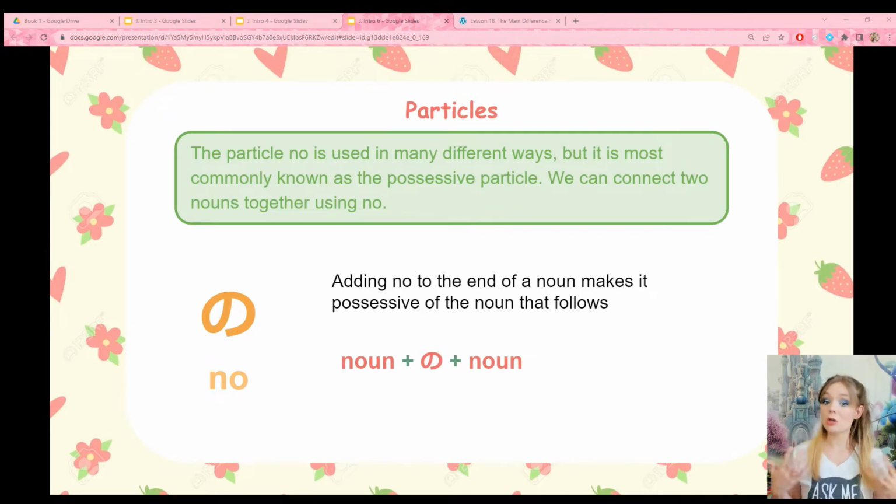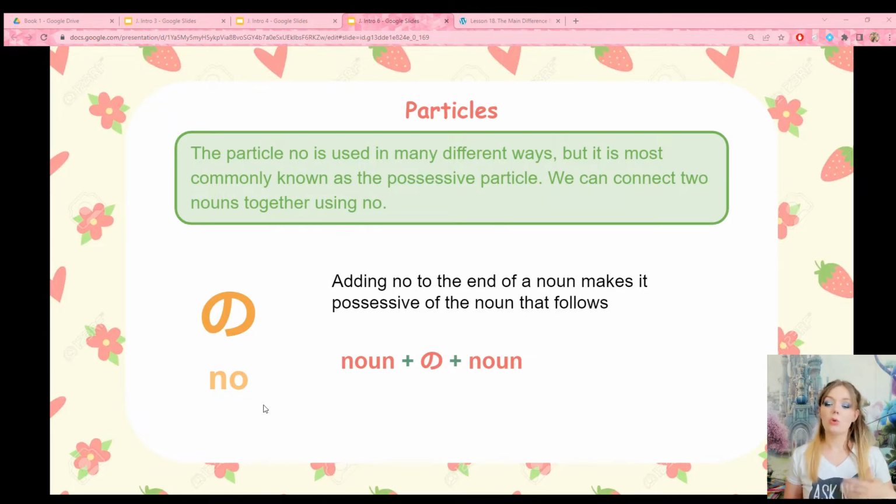This particle is no, and it is used in many different ways, but it is most commonly known as the possessive particle. We can use it to connect two nouns together. So, we can add no to the end of a noun to make it possessive of the noun that follows, right? Noun plus no plus another noun. We can also just use it with one noun, right? If we attach it to just one noun, it singles out that noun in a group of things, right?